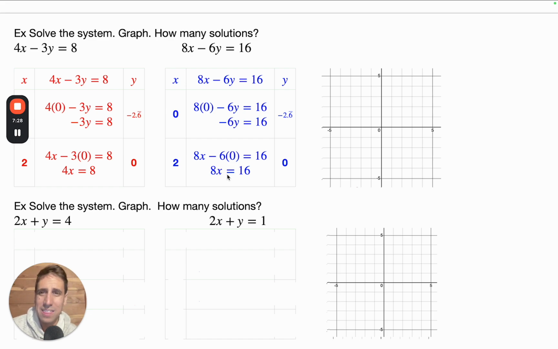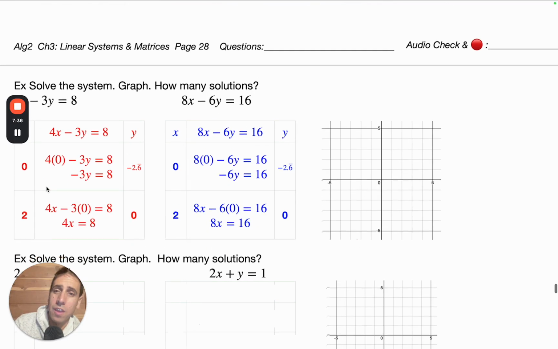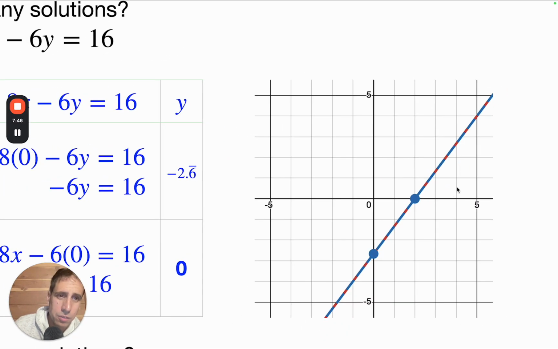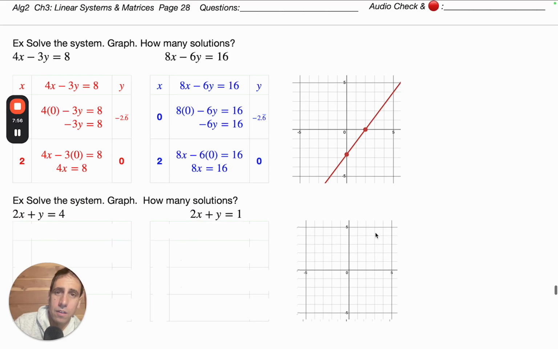Wait a second, I think I see a pattern here. It's the same. These two tables, from two different equations, yielded the same points to plot: (0, negative 2.6 repeating) and (2, 0). So you can see on the graph, it's right there. I graphed two lines at the same time, the red one and the blue one. They're basically overlapping each other. They coincide. So you can say that there is an infinite number of solutions, as you can see there.